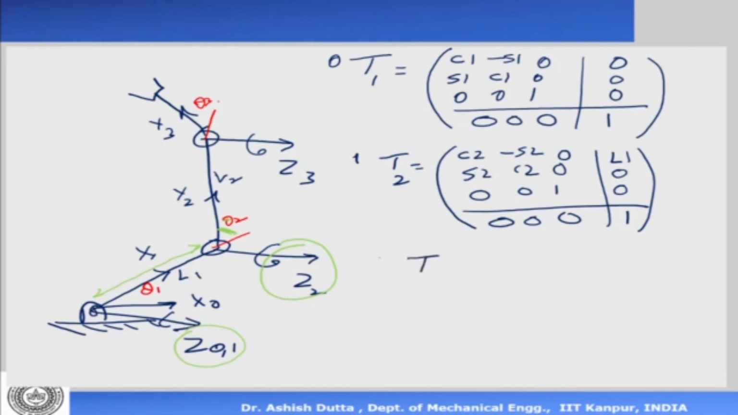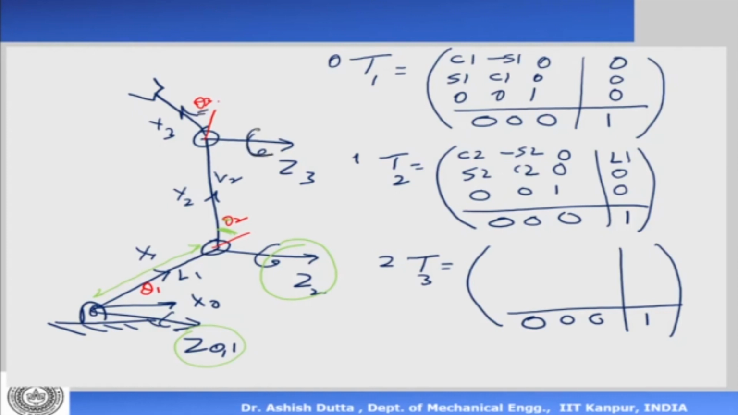The third one is 2 to 3. Now what is this matrix? This matrix is again 0, 0, 0 and 1. Now what is the rotation? Rotation is corresponding to theta 3, and it's a rotation about z axis, right? So the rotation is here. So it will become cos theta 3, minus sin theta 3, sin theta 3, cos theta 3, 0, 0, 1, 0, 0.